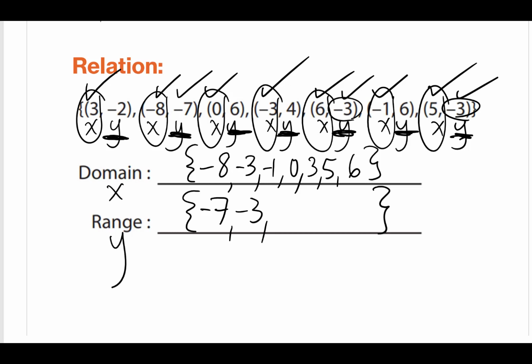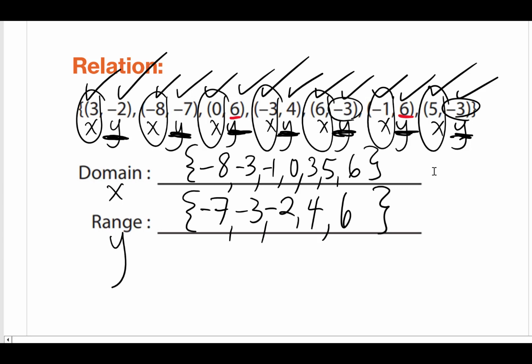Okay, after -3, I have -2. Check. After that, I have 4. Check. And then after that, I have 6. Again, I have 6 2 times. Right, tengo 6 dos veces, pero solo necesito escribir una vez, right? I only have to write it one time. And that's how you find domain and range of a relation.